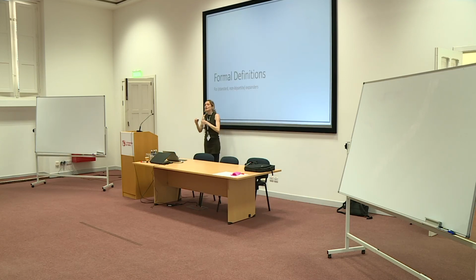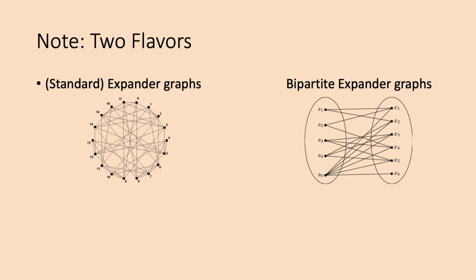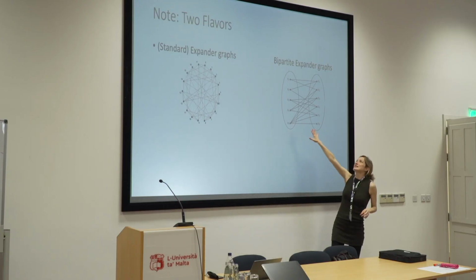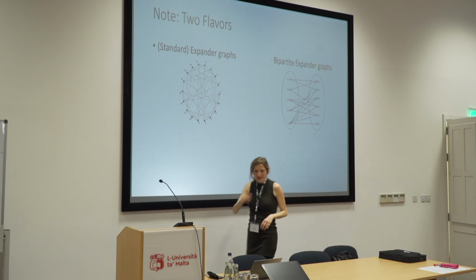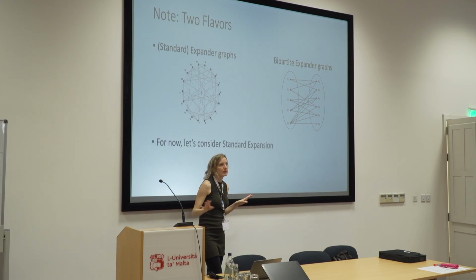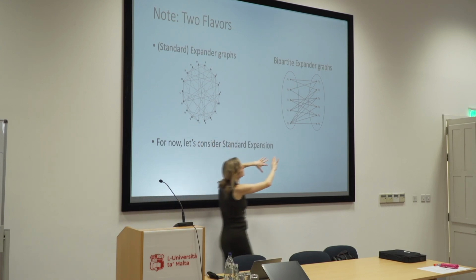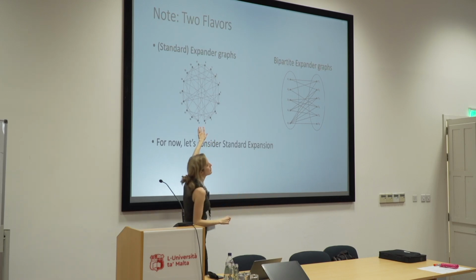So first up is formal definitions. As I just mentioned, when you say the word expander, sometimes it's a little fuzzy. Sometimes people mean standard expanders, and sometimes, depending on context, they might mean something with a bit of a different definition, which are these bipartite expanders. For now, up until mostly the end, I'm going to focus just on the standard type. So we're not going to have any sort of bipartite structure. And in some sense, you don't really want a bipartite structure if you want this kind of expansion.